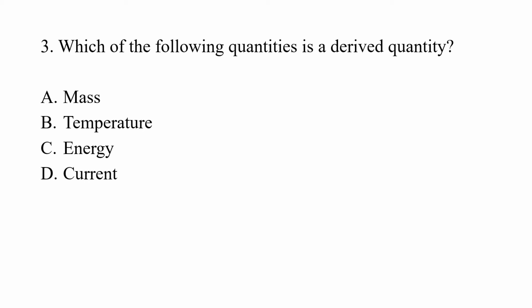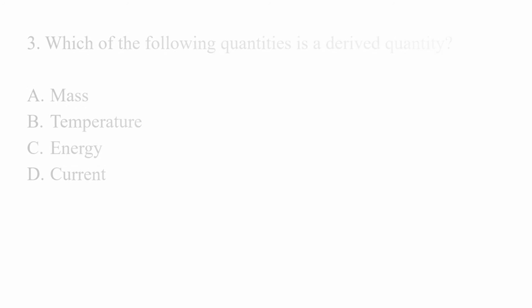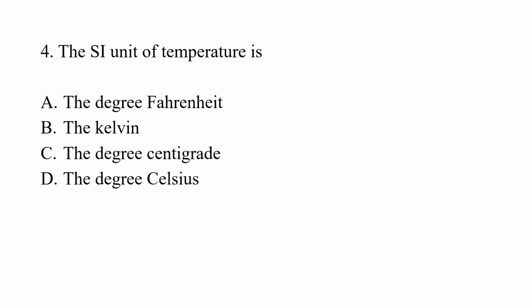Question 3. Which of the following quantities is a derived quantity? The answer for this is energy, as all other options are base quantities. Question 4. The SI unit of temperature is. Now, when we look at these options, we realize that temperature can be measured in all of these units. But the question asks for the SI unit of temperature. So the answer for this question would be Kelvin.